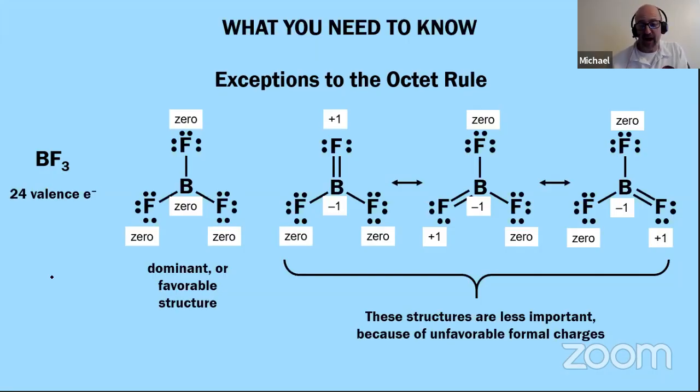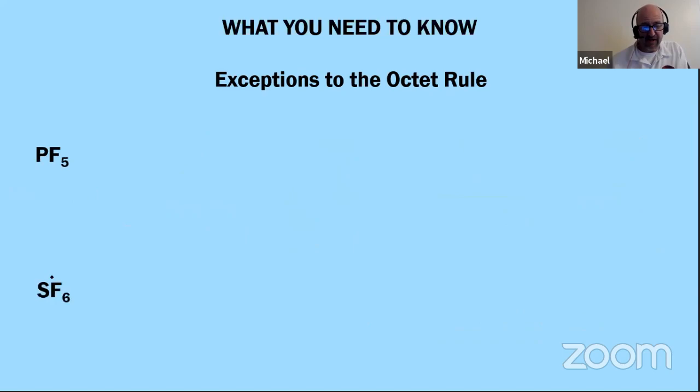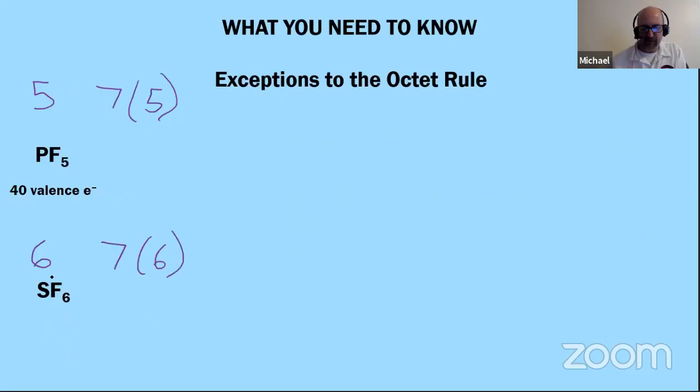You might be thinking, what about more than an octet? Absolutely. So here we have phosphorus pentafluoride and sulfur hexafluoride. So for phosphorus, that would be 5. For fluorine, that would be 7, but we have 5 of them. So 5 times 7 is 35, plus 5 is 40. Sulfur, we have 6 for sulfur, and we have 6 times 7 for the fluorine. That would be 42 plus 6, or 48.